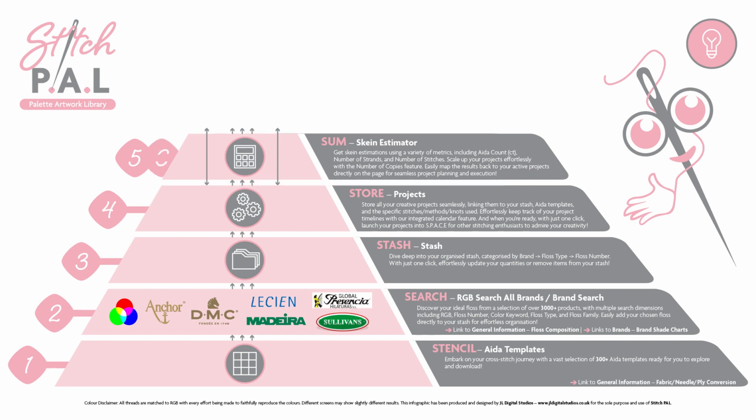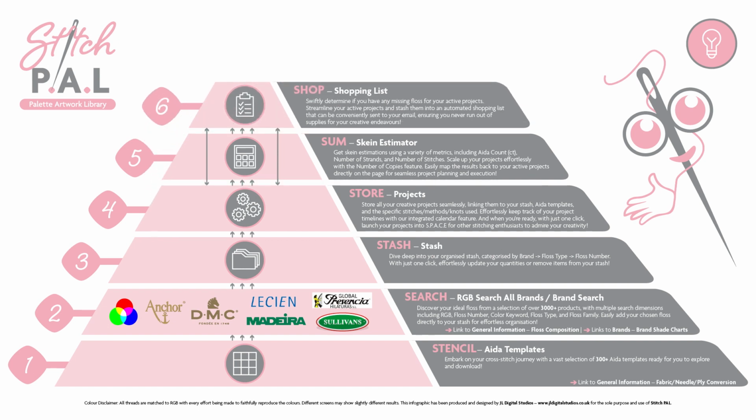Stage 6 is all about the shopping list. Swiftly determine if you have any missing floss for your active projects. Streamline your active projects and stash them into an automated shopping list that can be conveniently sent to your email, ensuring you never run out of supplies for your creative endeavours.